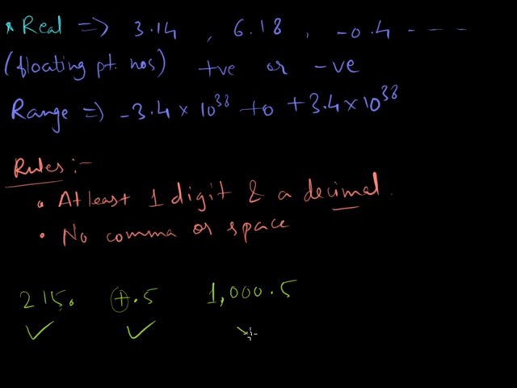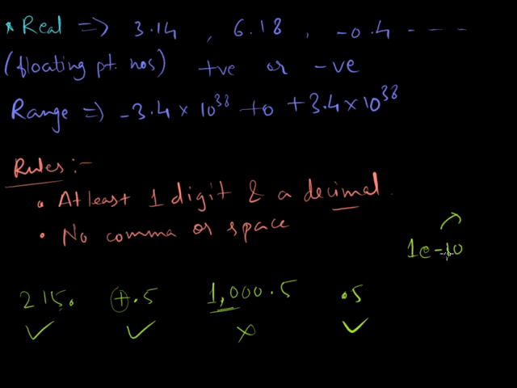If I say 1,000.5, this is wrong because commas are not allowed. If I say 0.5, correct. There is another type of representing real numbers. It's like this. If I say 1e-10, it goes like this. The e is exponent. E is called an exponent.